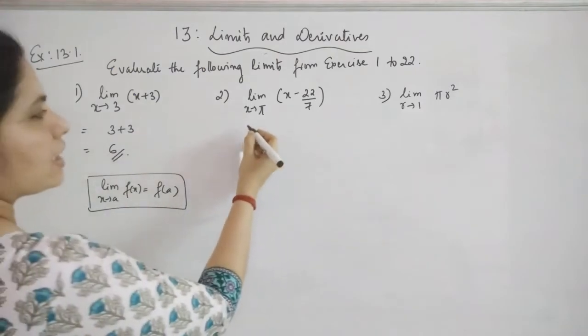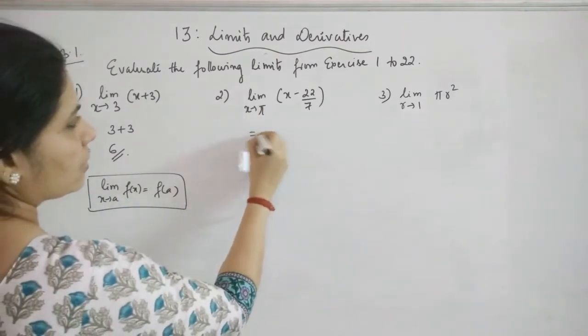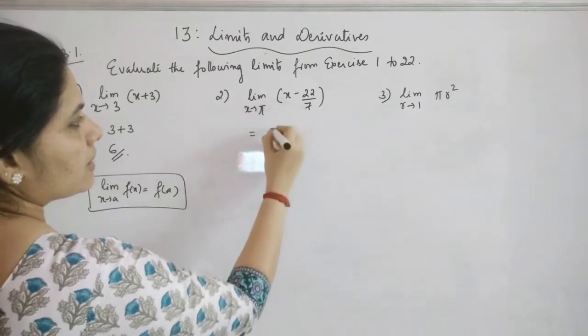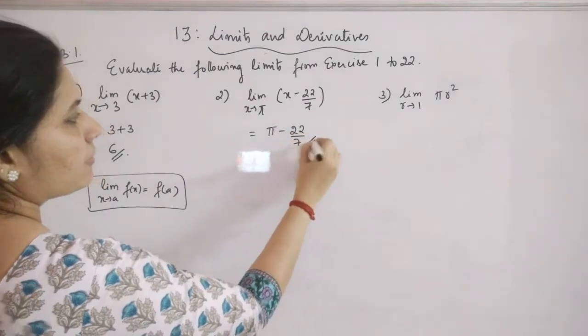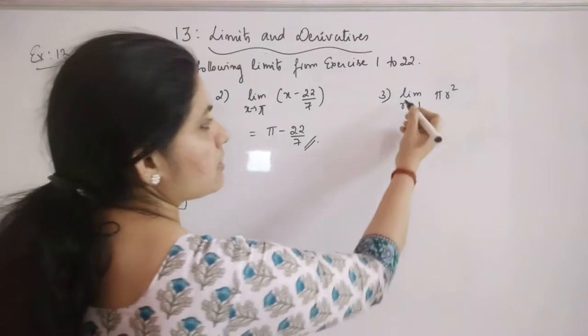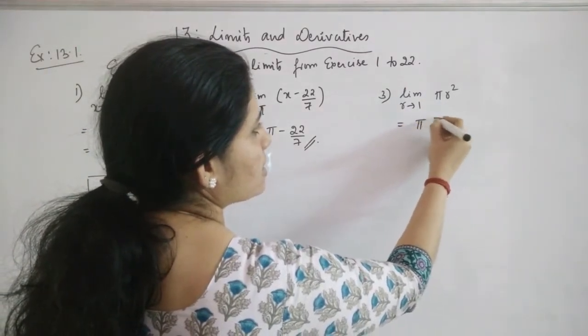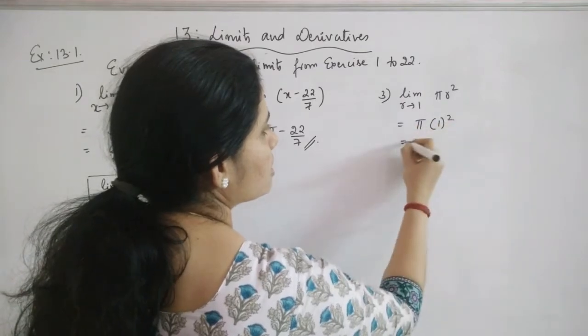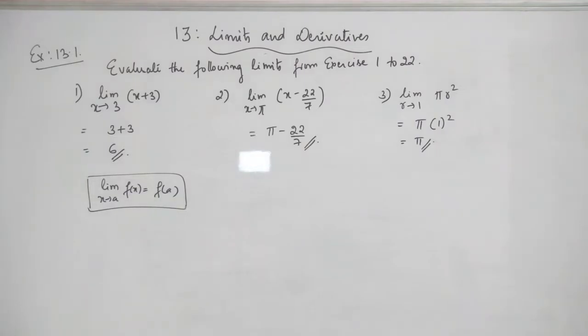Now for the second problem, which is limit x tends to pi of x minus 22 by 7, we are just replacing x with pi and you will get pi minus 22 by 7 as the answer. Now for the third one, which is limit r tends to 1 of pi r square, again replacing r with 1, you will get it to be pi. It's as simple as that.